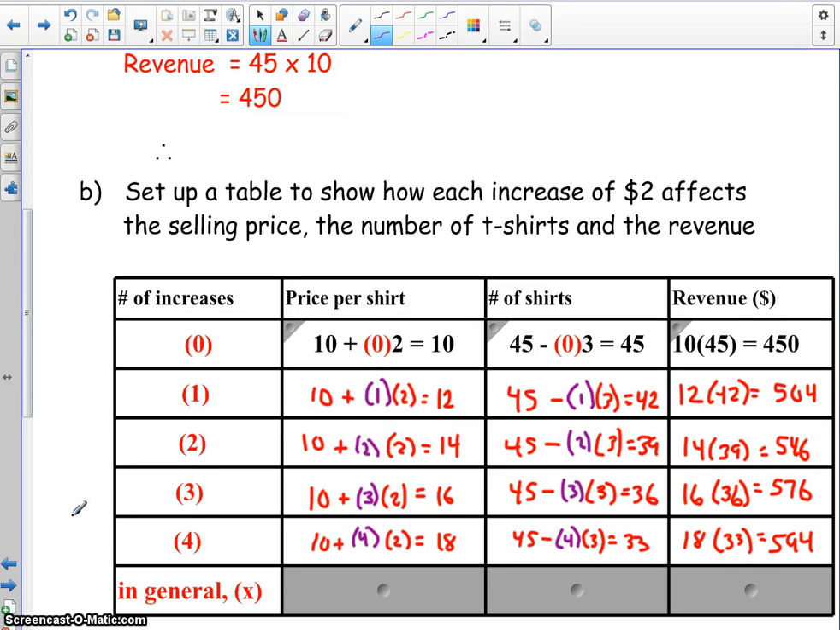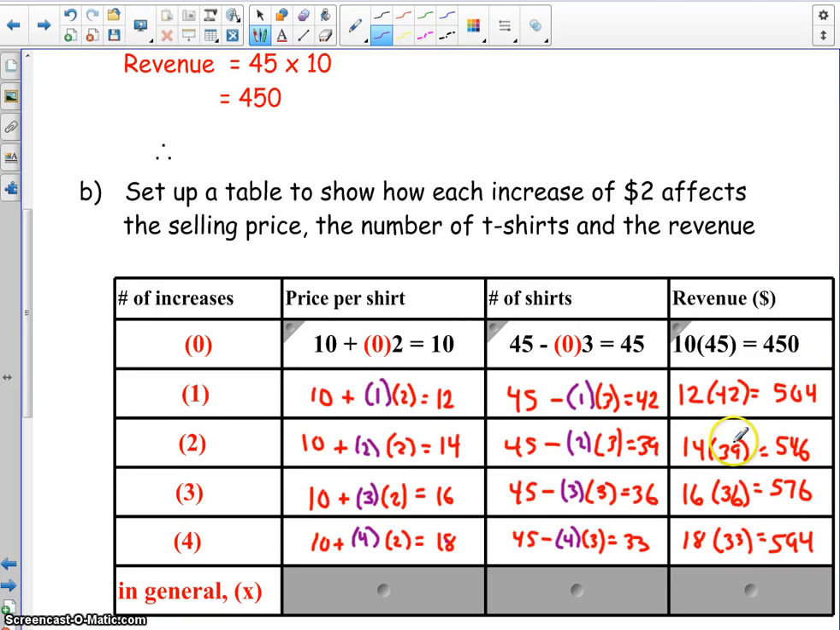Okay, welcome back. So hopefully you finished up this table. You can start to see a pattern developing here. As we change the number of increases, our price keeps going up by $2 every single time. Our number of shirts sold goes down by 3 every single time. And you'll see that so far revenue keeps going up, but you'll notice it's going up by less and less every single time.